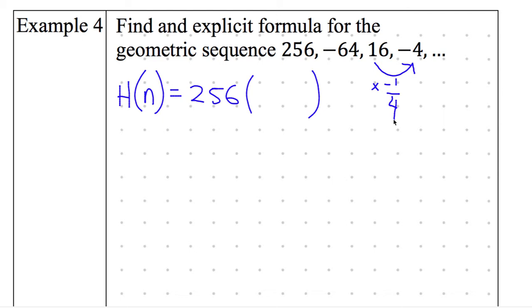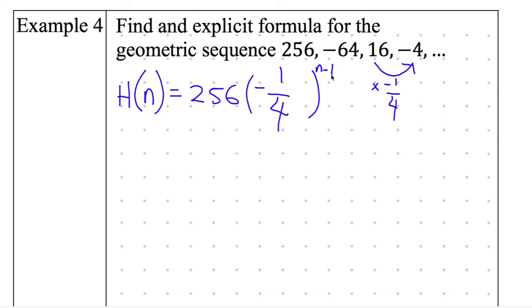So my rule here is negative 1 over 4. What is this going to be to the power of? n minus 1. There it is. That's the answer. Each of these 4 examples is its own homework assignment.